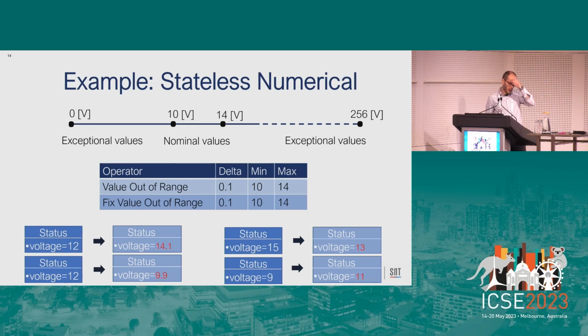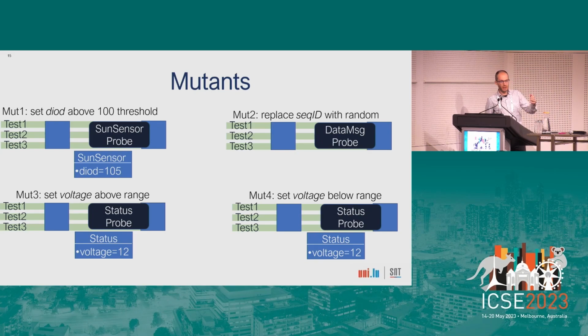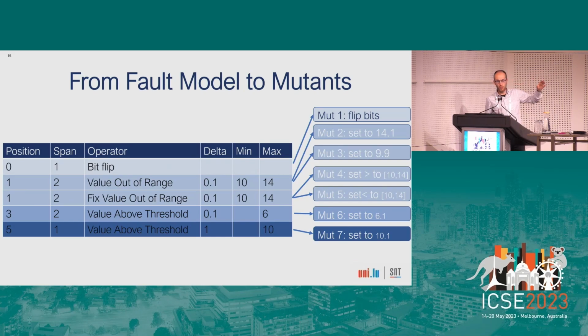From this fault model, we automatically generate a set of mutants with some technology that I'm not going to explain here in detail, but basically we end up with different mutants. A mutant is a version of the software that contains a mutation probe that is configured to perform a specific mutation operation. For example, we have one mutant that sets the voltage to be above the range, one that sets the voltage to be below the range. And so basically for each mutation operator configured for the different data items indicated in your fault model, you may end up with one or more mutants.